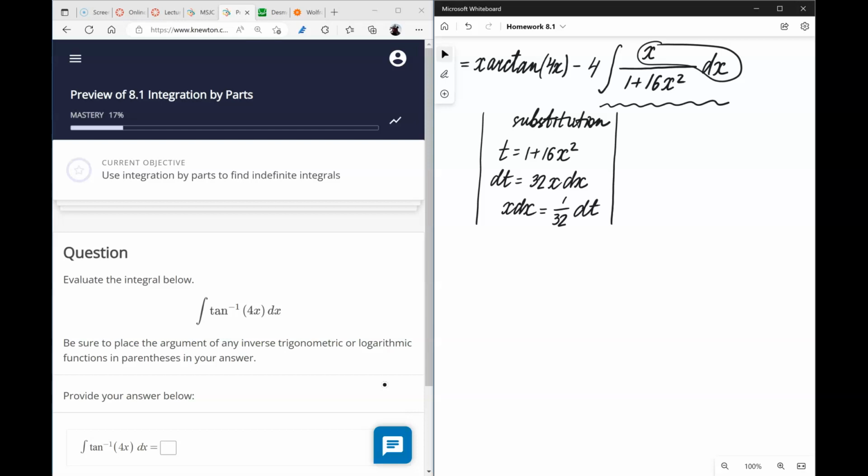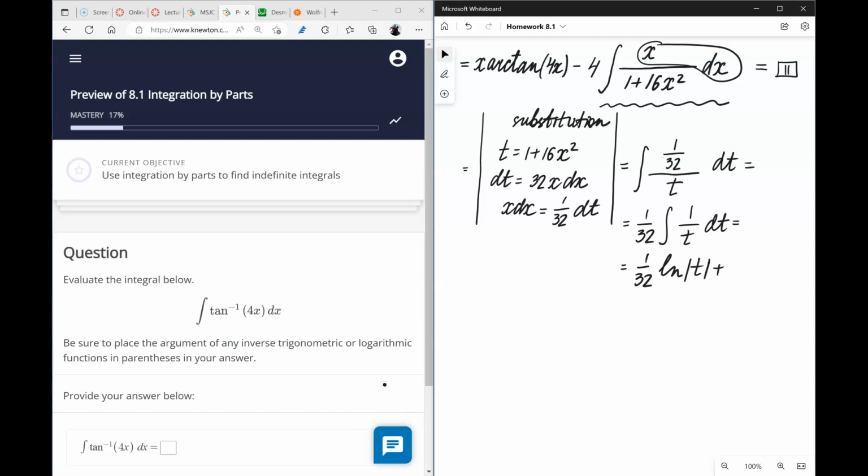Now you have to make a decision how you want to organize your solution. Do you want to kind of hit the pause button on this one, and just focus on this integral? You can do that. So let's focus on just this integral, the one I underscored. We have now an integral of which is x dx, it's 1 over 32 dt, but in the denominator we just have t. So it's a very simple problem. It's just 1 over 32 integral of 1 over t dt, which is 1 over 32 ln absolute value of t plus c.